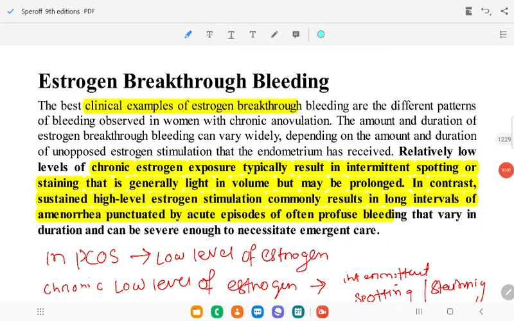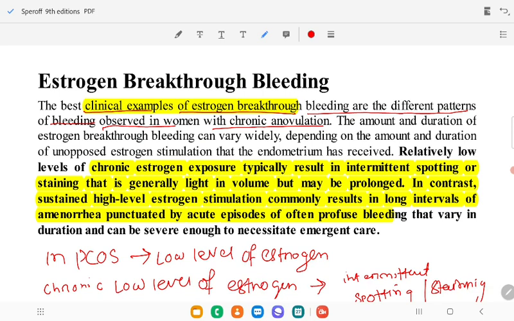Now we'll talk about estrogen breakthrough bleeding. The best clinical examples of estrogen breakthrough bleeding are the different patterns of bleeding that are observed in women with chronic anovulation. Remember, these are the different patterns of bleeding observed in women with chronic anovulation.